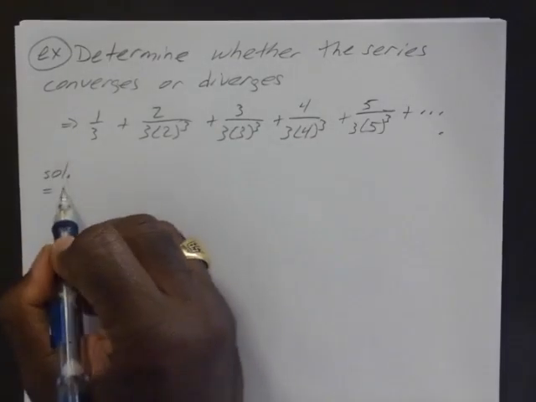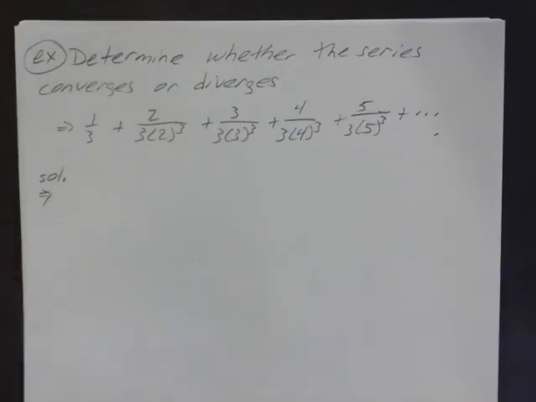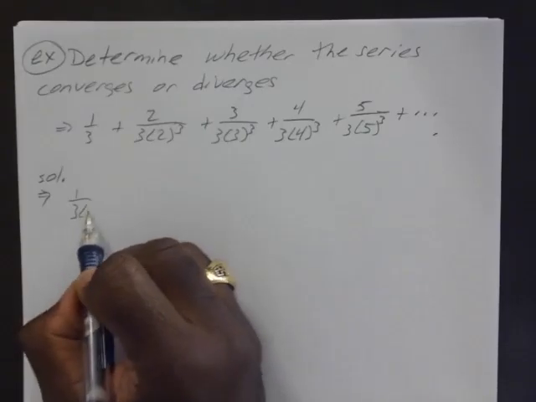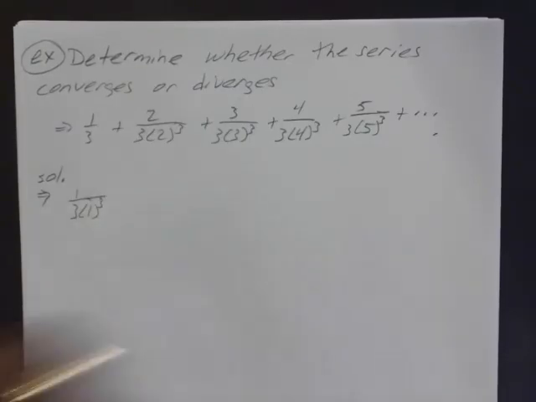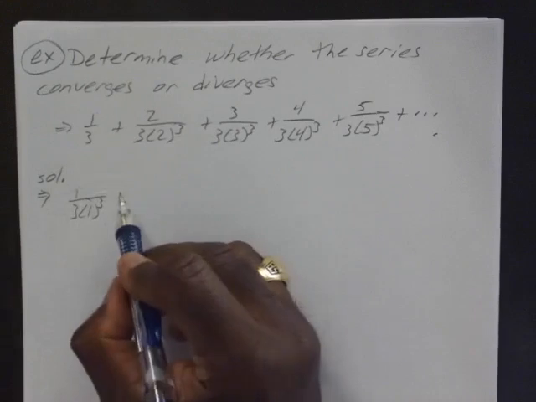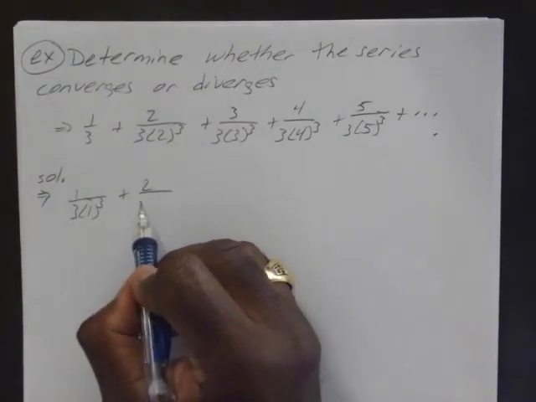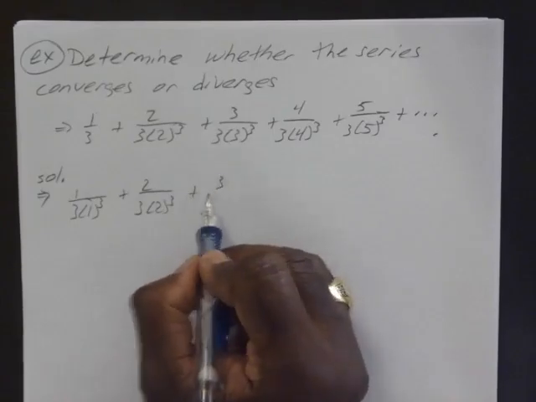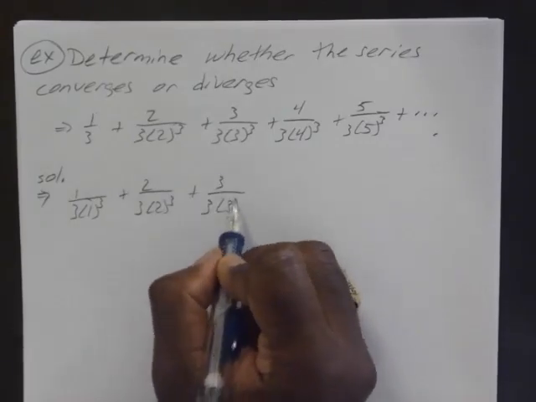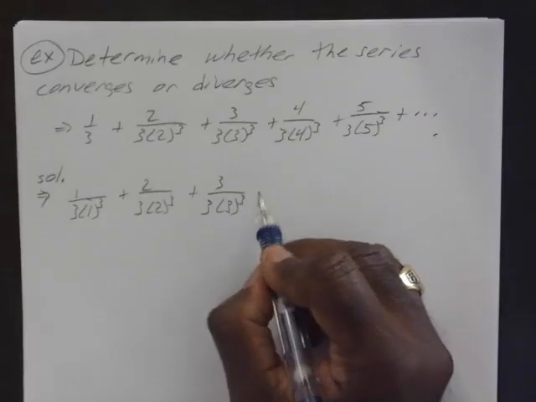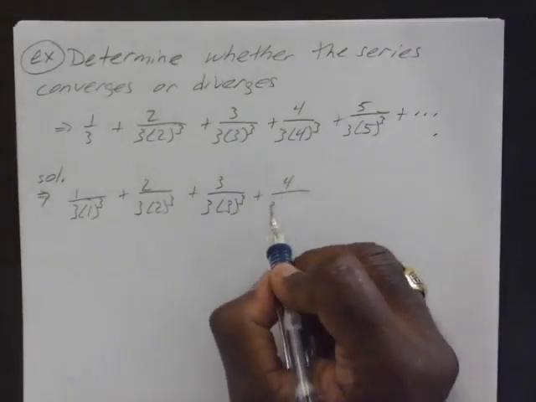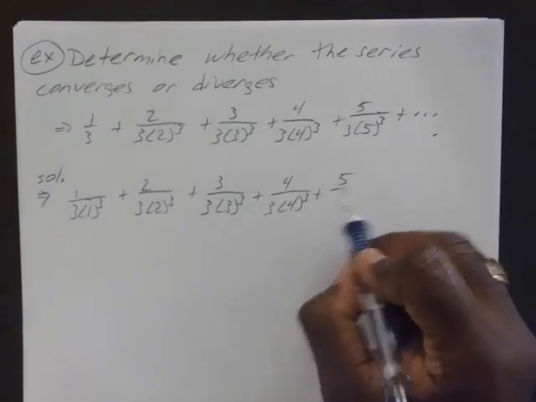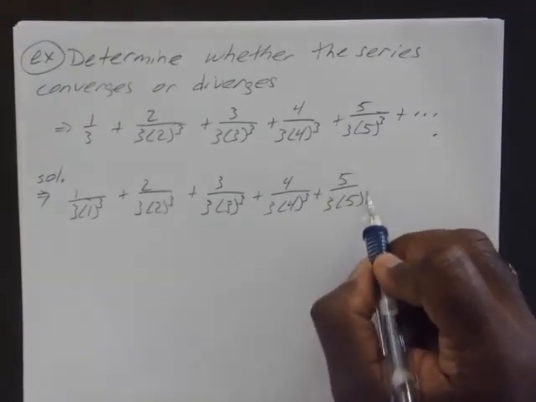So with this one, you can just rewrite it. Instead of 1/3, we can make that 1/3 times 1 to the third power plus 2 divided by 3 times 2 to the third power plus 3 divided by 3 times 3 to the third power plus 4 divided by 3 times 4 to the third power plus 5 divided by 3 times 5 to the third power.